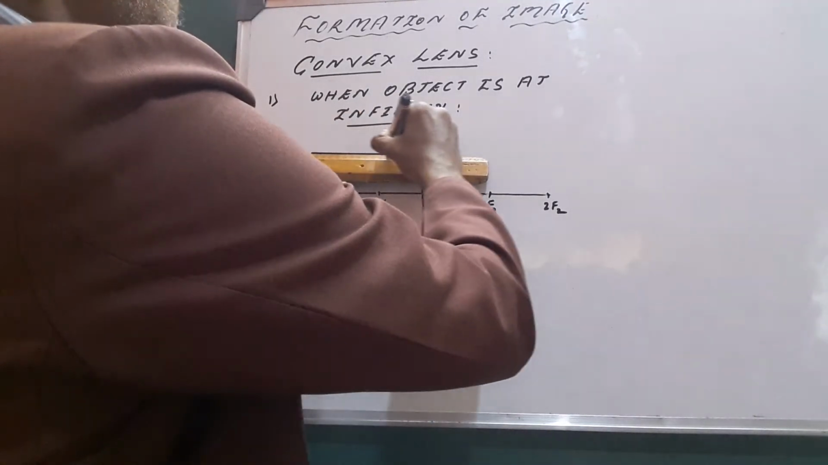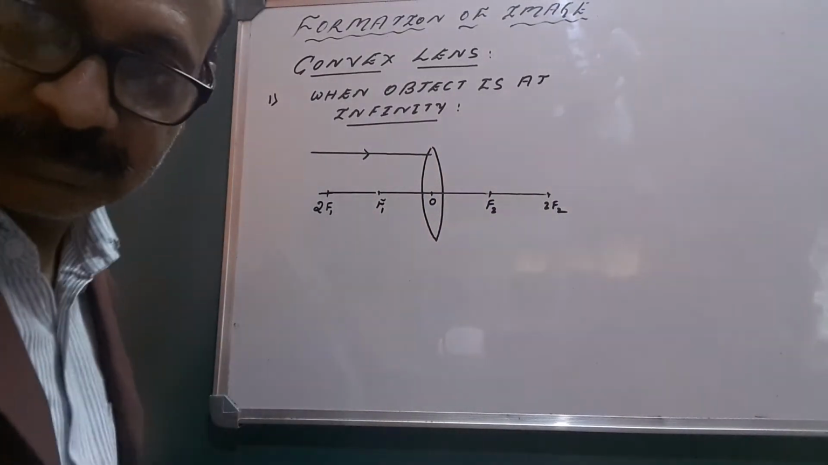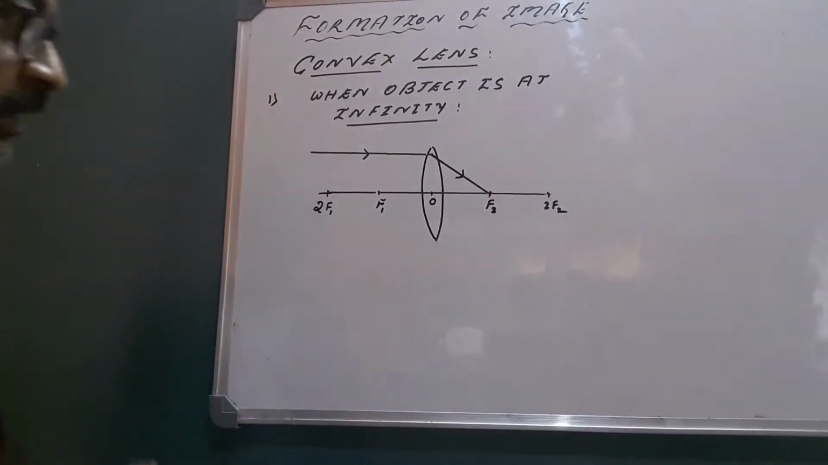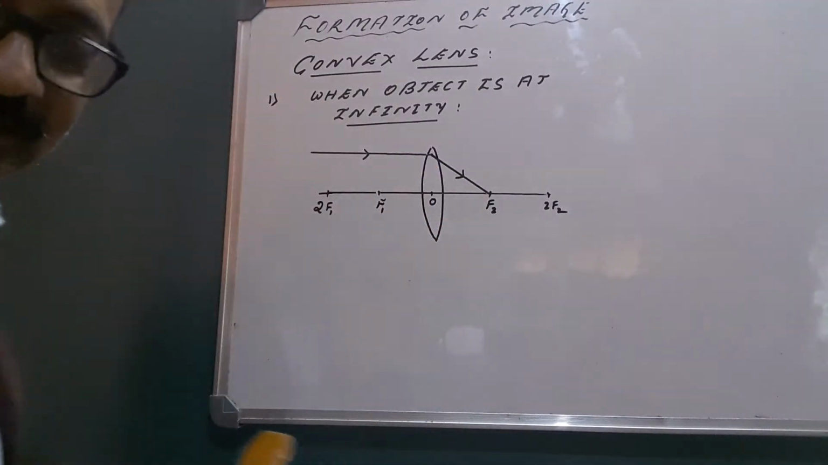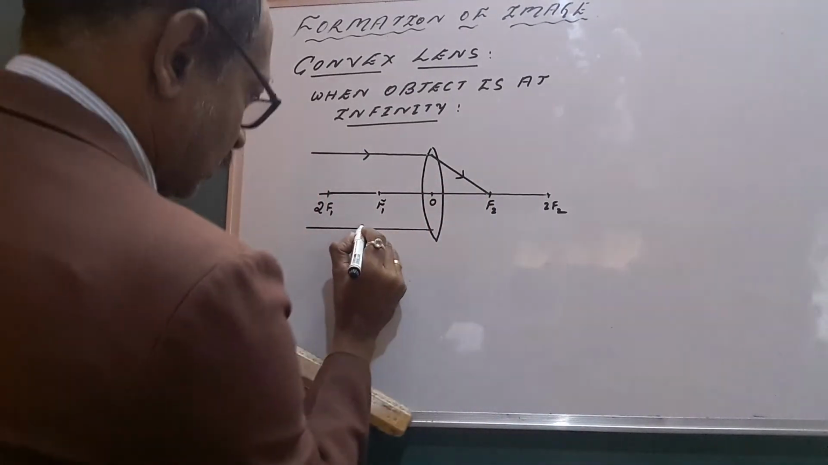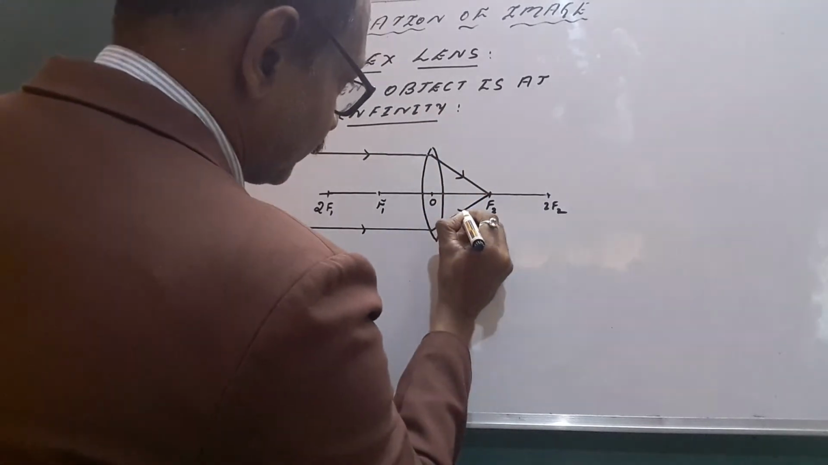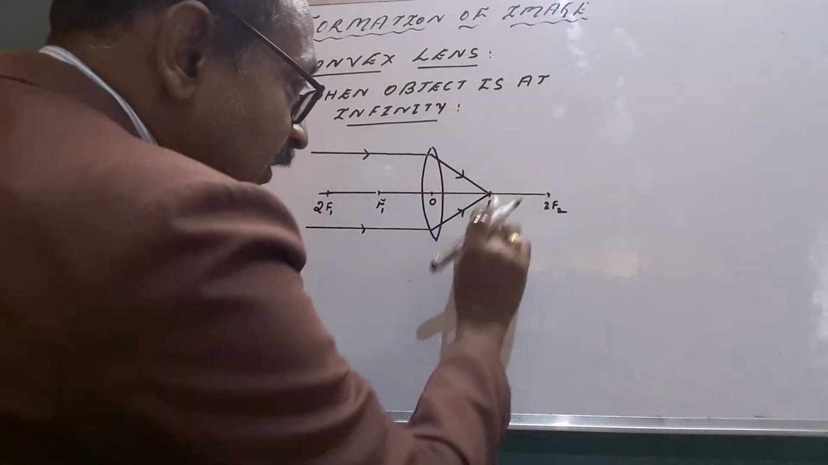The rays are coming from there. Where will it go? It goes through the focus. I will take another ray here. Only one ray is not possible, so I am taking another ray from here. Where will it go? It will go here, like this. So the image is formed at the focus F2.